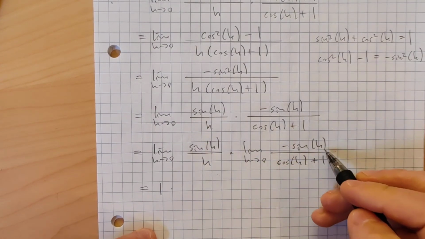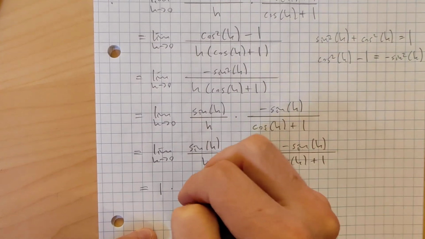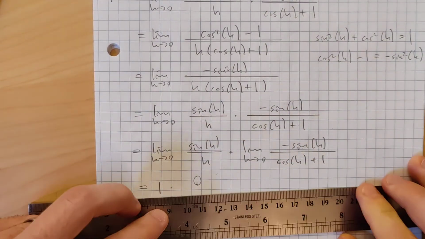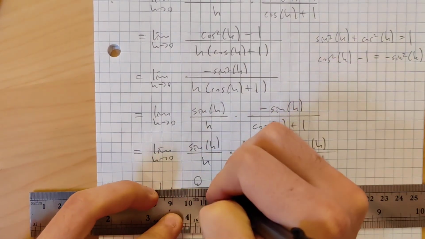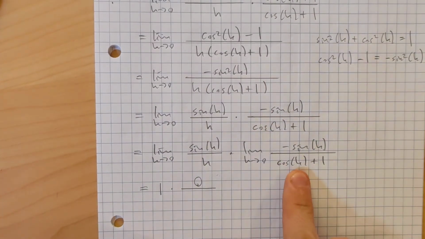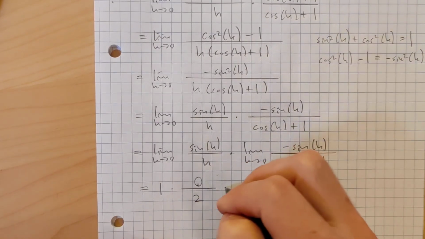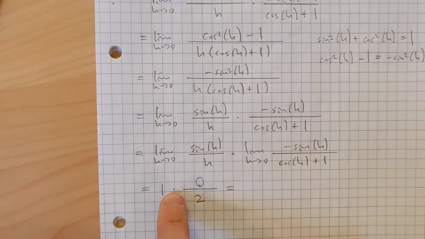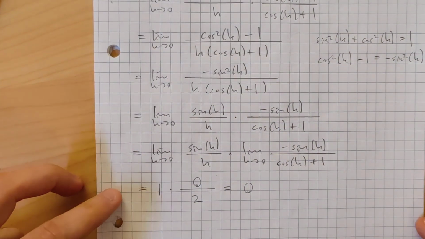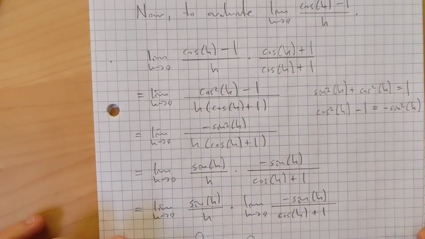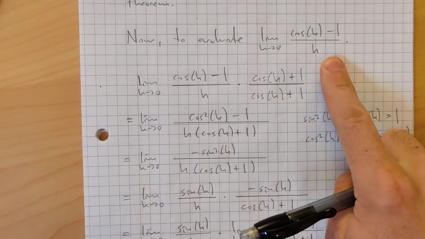Well, as h approaches 0, the top, sine of 0, gives me 0, but the bottom doesn't give me 0. Cos of 0 is 1, so the bottom is 1 plus 1, which is 2. And so therefore, it's 1 times 0 over 2, which is 0. So after all that, this limit is 0.